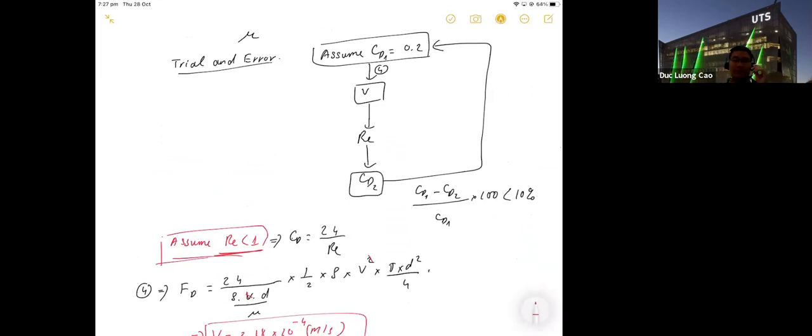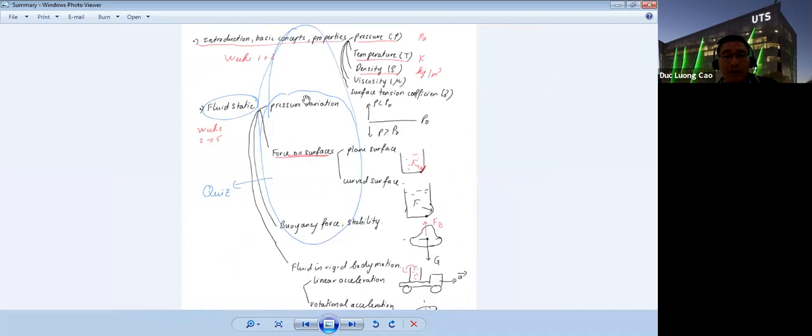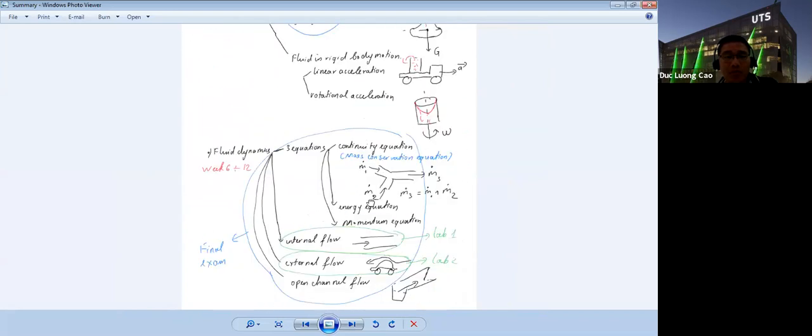Okay, so now, summarize. I can show you this one. This is what we summarize as week 1. Week 1 here is the contents. Quiz 1 is based on fluid statics. Quiz 2 is fluid dynamics, but does not include open channel flow. Open channel flow will not be included in the final exam, because you don't have any tutorials about open channel flow.